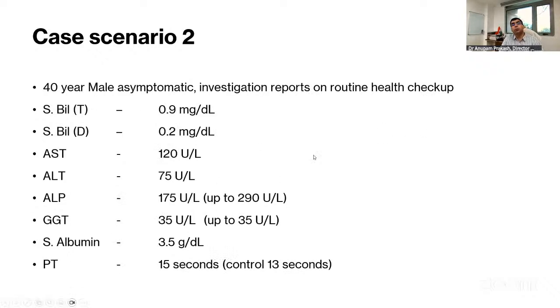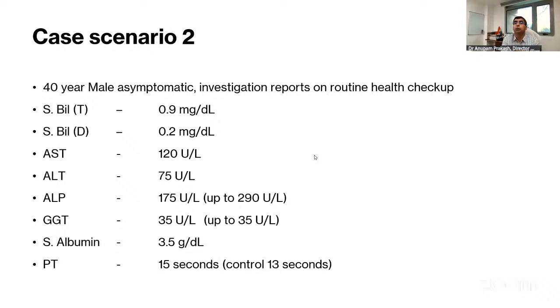So this is an asymptomatic male, 40 years, investigation reports on routine health checkup. The bilirubin is normal, direct is 0.2, indirect is 0.7. AST is 120 units per liter, ALT is 75 units per liter. And alkaline phosphatase is normal, GGT is normal. So AST and ALT are elevated. And albumin is on the lower side or maybe normal, 3 to 5.5, it is normal. Prothrombin time is normal, 2-second difference. So this is an asymptomatic male who has transaminitis.